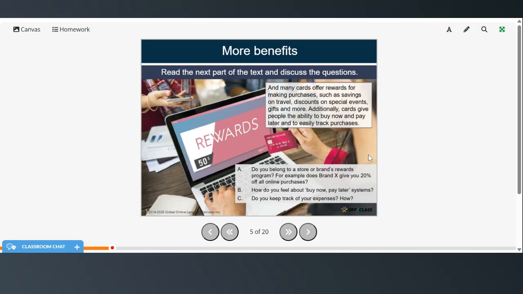So do you belong to a store or brand's rewards program? For example, does brand X give you 20% off all online purchases? How do you feel about buy now, pay later systems? And do you keep track of your expenses? And if so, how?